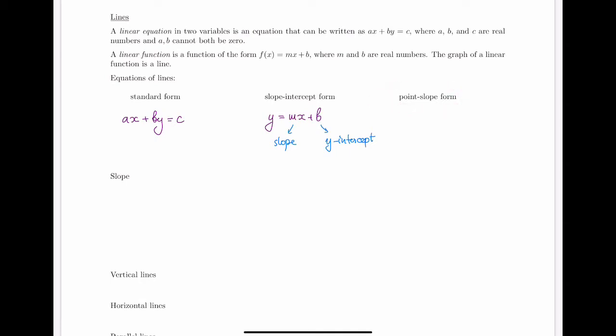Point-slope form of the equation of a line is one of the most useful line forms in calculus, and it is written in this way: y minus y naught equals m times x minus x naught. Here, once again, m represents the slope, but y naught and x naught represent the coordinates of one point on the line. You can pick any point on the line to go into this equation.